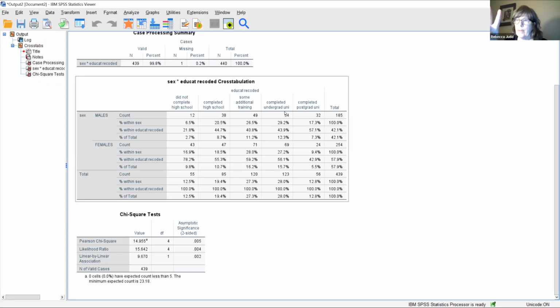Okay, so you're doing two things. You're actually looking descriptively at your categories and how they cross each other. And then you're also doing the statistical test to see if there's a significant difference in those two.